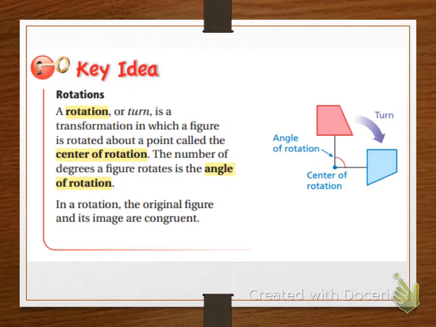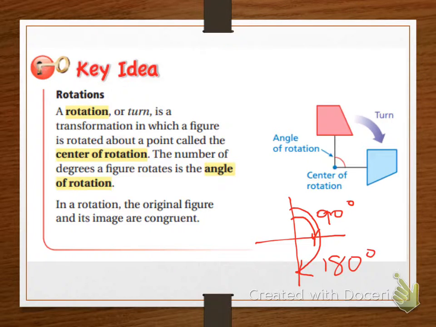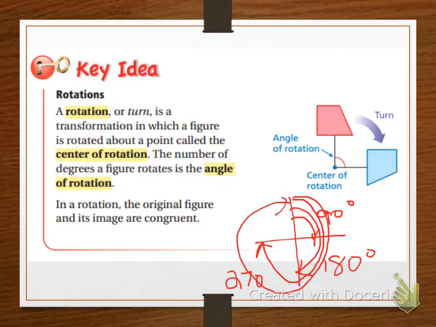Now remember, if you're going around, if you go from here to here, that's 90 degrees. If you go all the way down here, that's 180 degrees. Mind you, this is clockwise. If we go to the third line here, that's going to be 270. Because if you went all the way around, remember the degrees of a circle are 360 degrees.